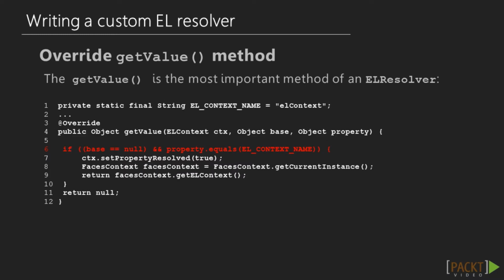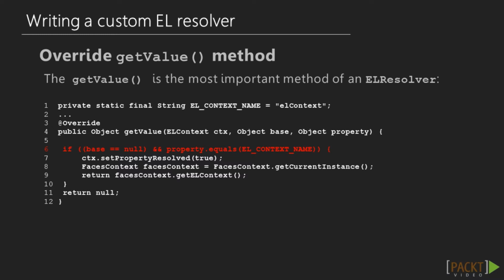So let's do it. Our custom EL resolver is named ELContextResolver. Of the available methods, getValue is the most important method of an EL resolver, so we have to pay more attention to it. This method is responsible for accomplishing the following tasks. Identify the part of the expression that it can resolve. Invoke the ELContext setPropertyResolved method to signal whether it can resolve a certain part of the expression. And finally, if it can resolve a part of the expression, then simply do it.